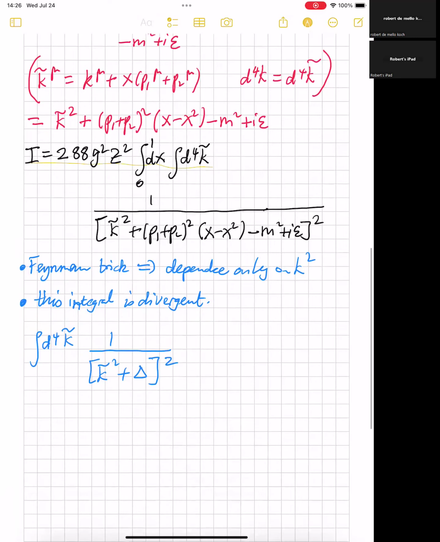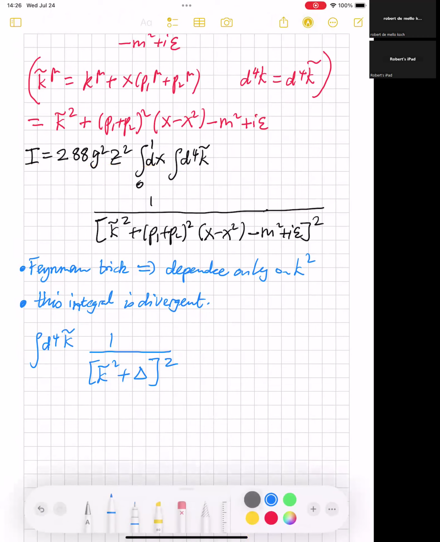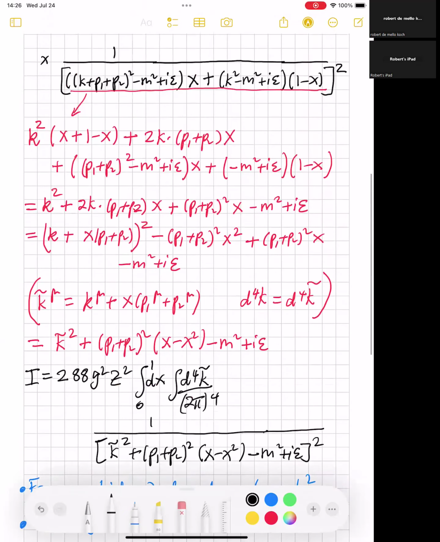Okay, so how does this differ from the integral above? Well, I've dropped the integral of the Feynman parameters. Well, that's an integral over a finite interval. That's certainly not going to affect whether it's divergent or not. And then we've got the 288 g squared z squared. Well, that's just a constant multiplying it. And then I've got the integral d4k, just like I did above. Oh, this integral over here should have been over 2 pi to the 4. So that's important. I shouldn't drop that.